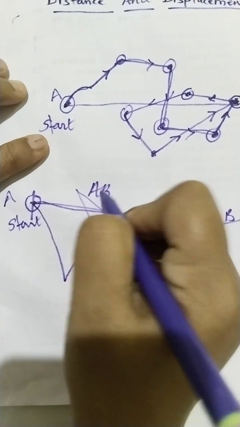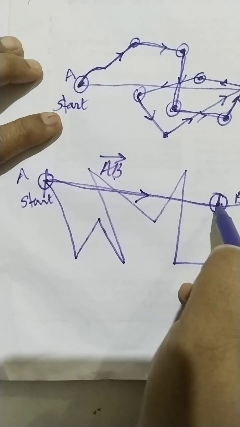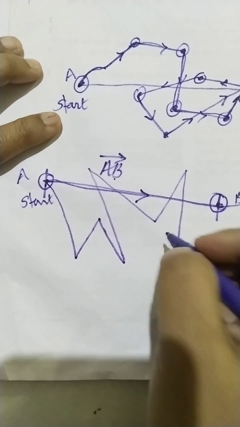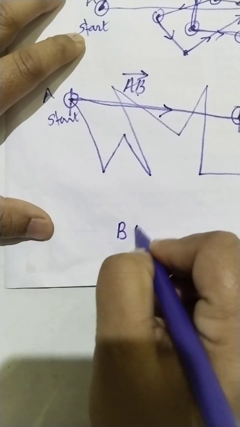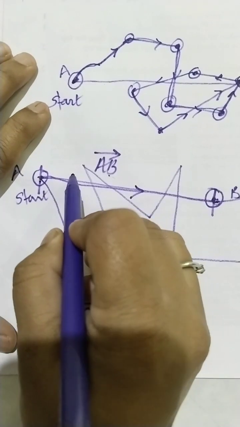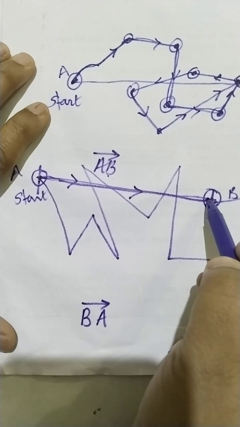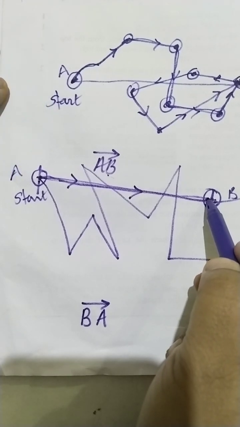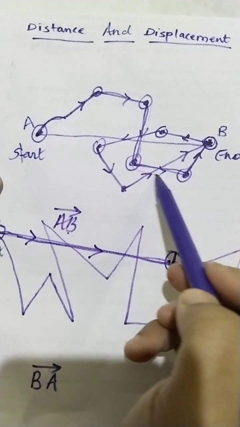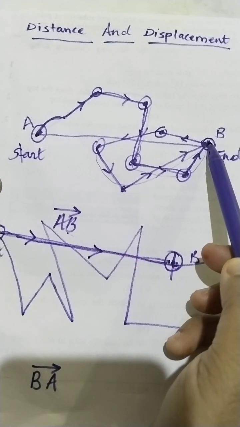We mention it as from A to B. If someone is traveling from B to A, then in that case it will be written as from B to A, right? When a person is traveling from A to B and goes straight, following the shortest path, that is called the displacement. The total length of the path that is followed to reach the end point is called the distance.